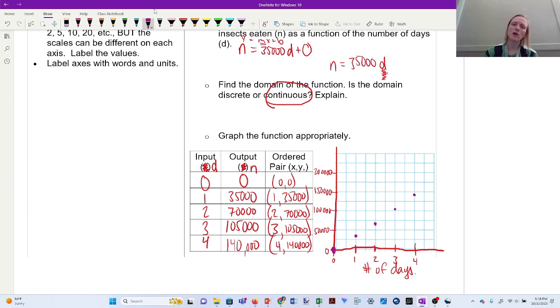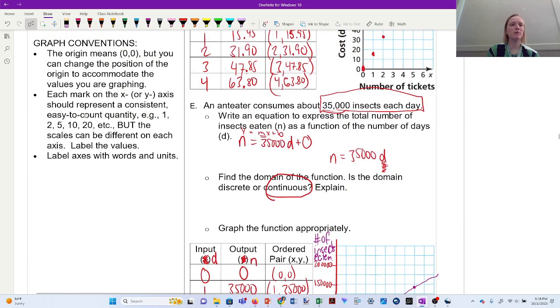Now, because this graph is continuous, it is appropriate to connect all of these points together. So I'm going to do my best to draw a straight line here. Apologies in advance for the crookedness. I'm sorry, I forgot a really important thing. I did not label what these numbers on my y-axis mean. This is the number of insects eaten. Okay. Because part of drawing a good graph is labeling those axes with words and units.